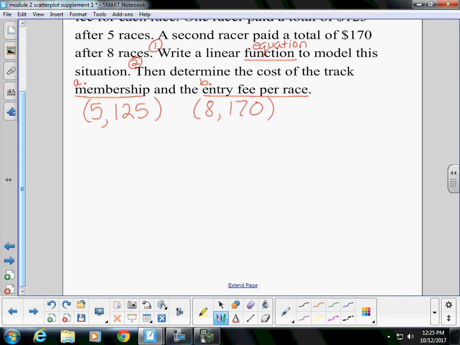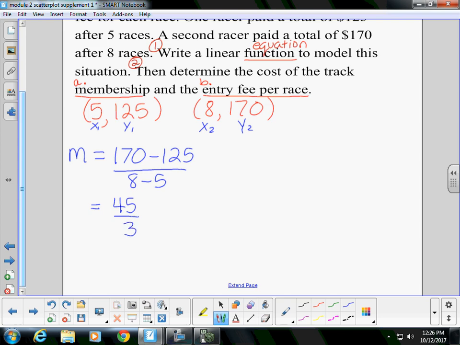So to write the equation, we have to do our y equals mx plus b. So we start off with our slope. We've got our x1, y1, x2, y2. So that means I'm doing 170 minus 125, divided by 8 minus 5. 170 minus 125 is 45. And 8 minus 5 is 3. And 45 divided by 3 is 15. So our slope is 15.